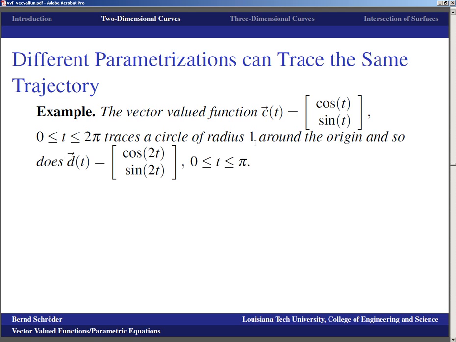Sure, we've just seen that. And that's the same trajectory that is traced by the vector-valued function d of t being cosine 2t, sine 2t, where t goes from 0 to pi. So what happens here is that the difference between c of t and d of t is that in d of t, our angle that is fed into the cosine and into the sine increases twice as fast, which means the input t for d of t only has to go to pi for d of t to make a full rotation around the origin.